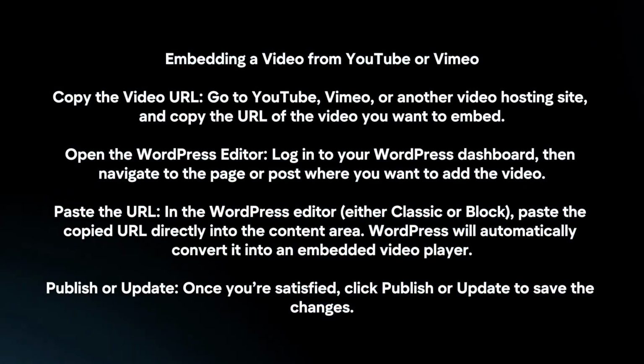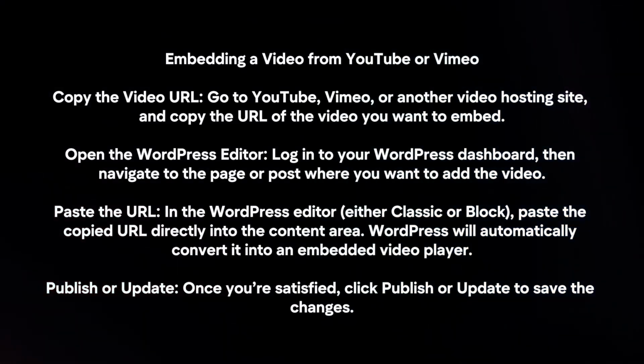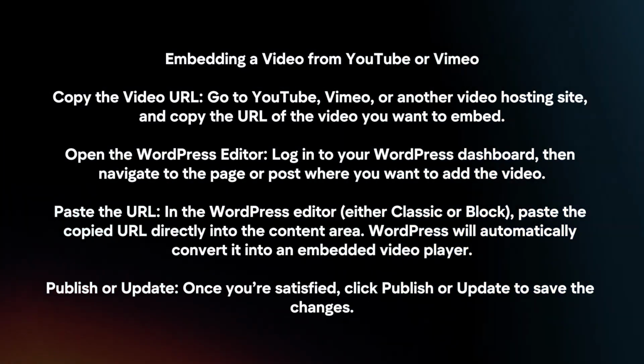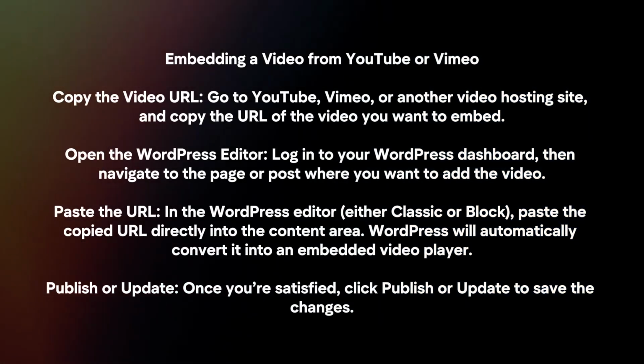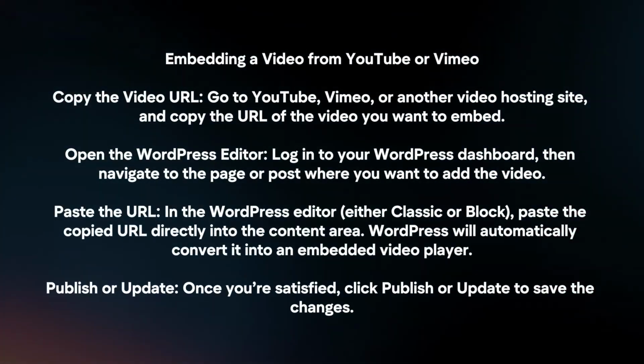Paste the URL. In the WordPress editor, paste the copied URL directly into the content area. WordPress will automatically convert it into an embedded video player. Publish or update. Once you're satisfied, click Publish or Update to save the changes.